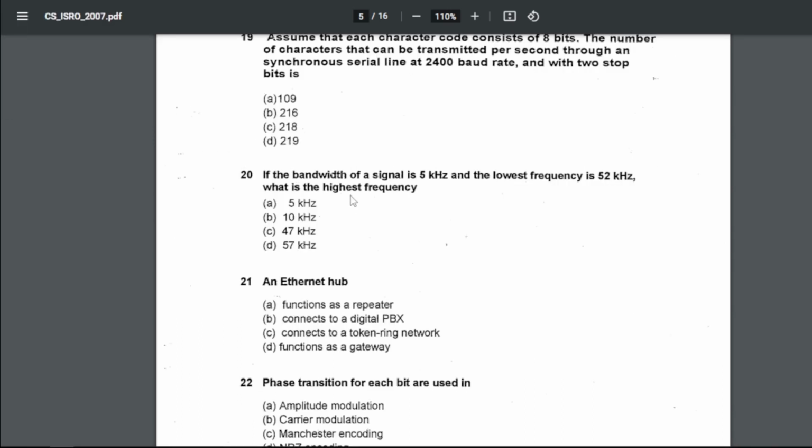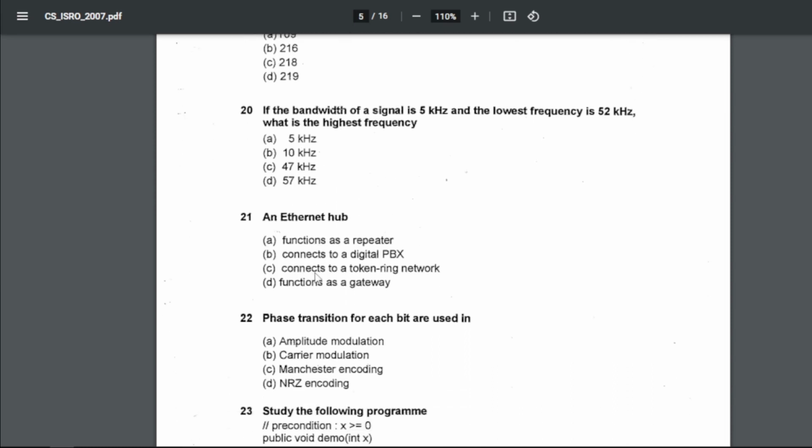Next is, if the bandwidth of the signal is 5 kilohertz and the lowest frequency is 52 kilohertz, what is the highest frequency? So it is asking about the highest frequency, that is 57 kilohertz. So option D will be our correct answer.